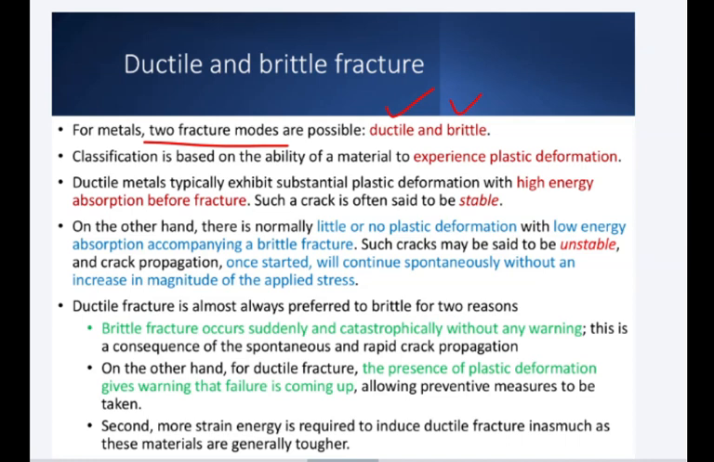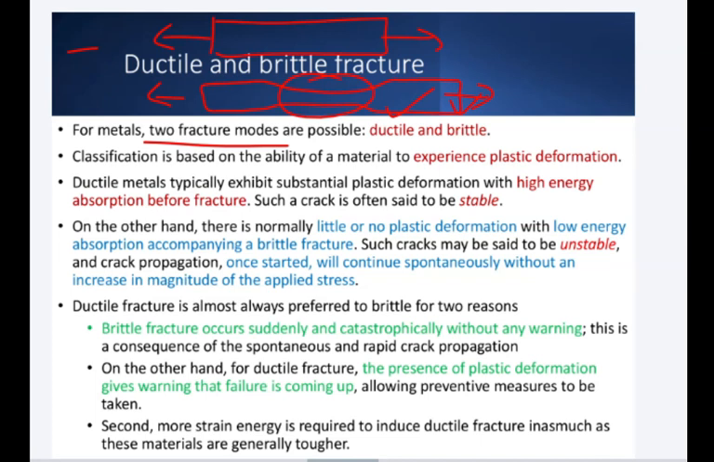So you will see the necking. If this is the specimen and you applied the force from here and here, you can see this necking, which you already experienced in the tensile testing. So this plastic deformation is there.